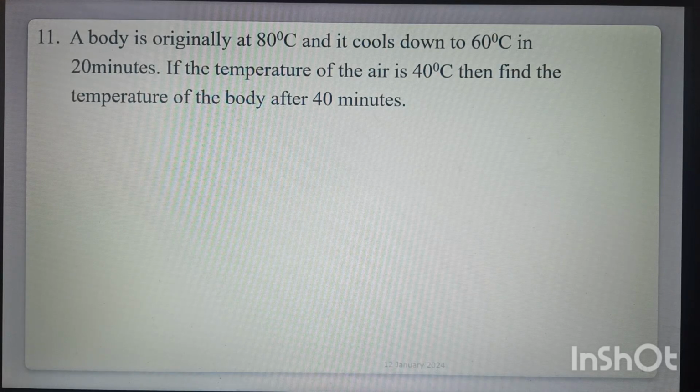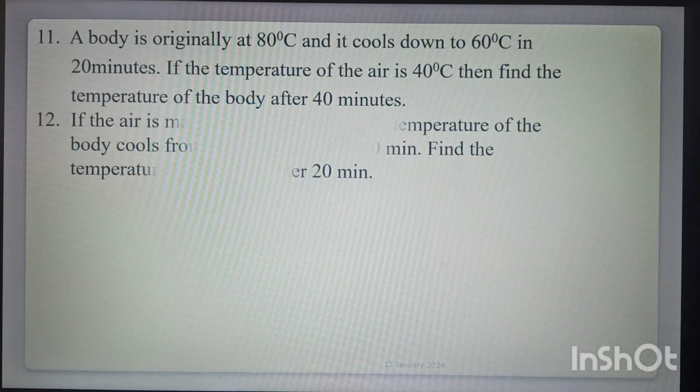Yeah, 11th one. From Newton's law of cooling, a body is originally at 80 degrees Celsius and it cools down to 60 degrees Celsius in 20 minutes. If the temperature of the air is 40 degrees Celsius, then find the temperature of the body after 40 minutes.